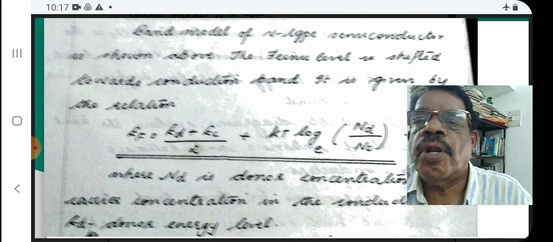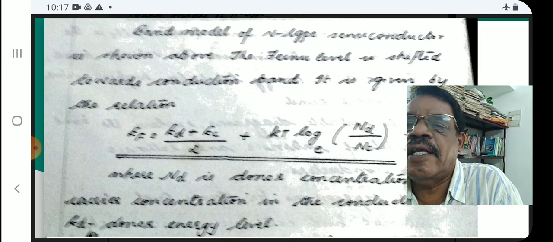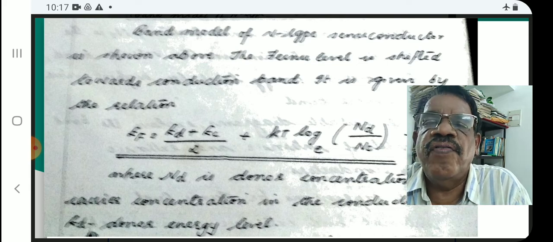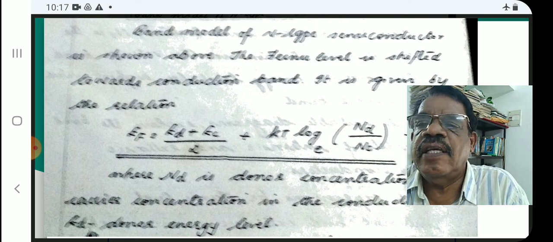The band model of N-type semiconductor is shown above. The Fermi level is shifted towards the conduction band.